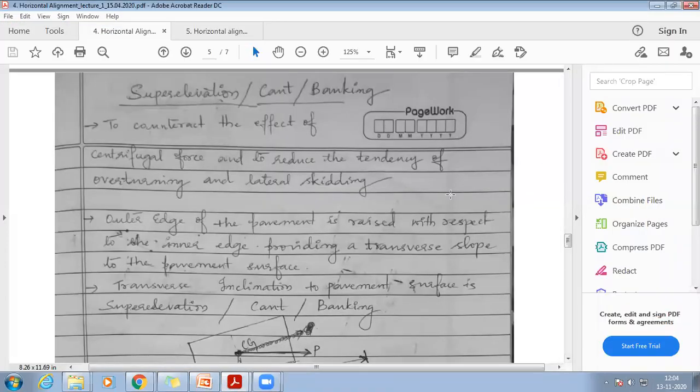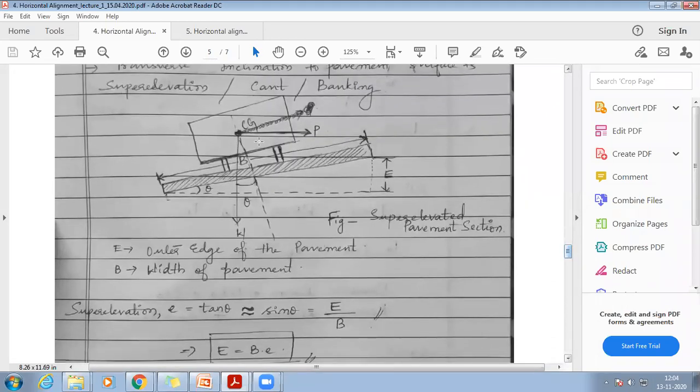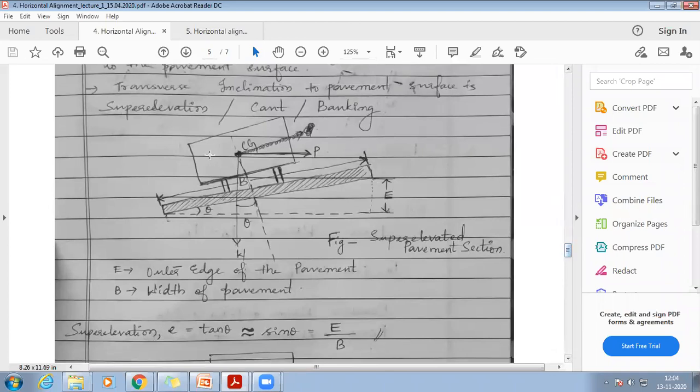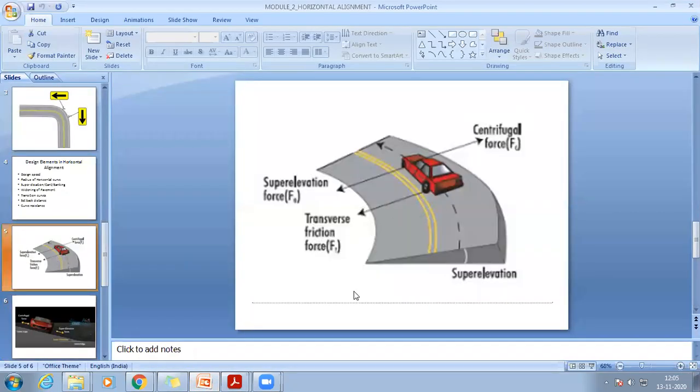Now we'll see whatever I have said, I have written it here. You can see here, now we are just going to derive a small expression. You can see the vehicle here. This is the inner side of the curve, and this is the outer edge, the outer side of the curve. So this is the vehicle standing on the curve.